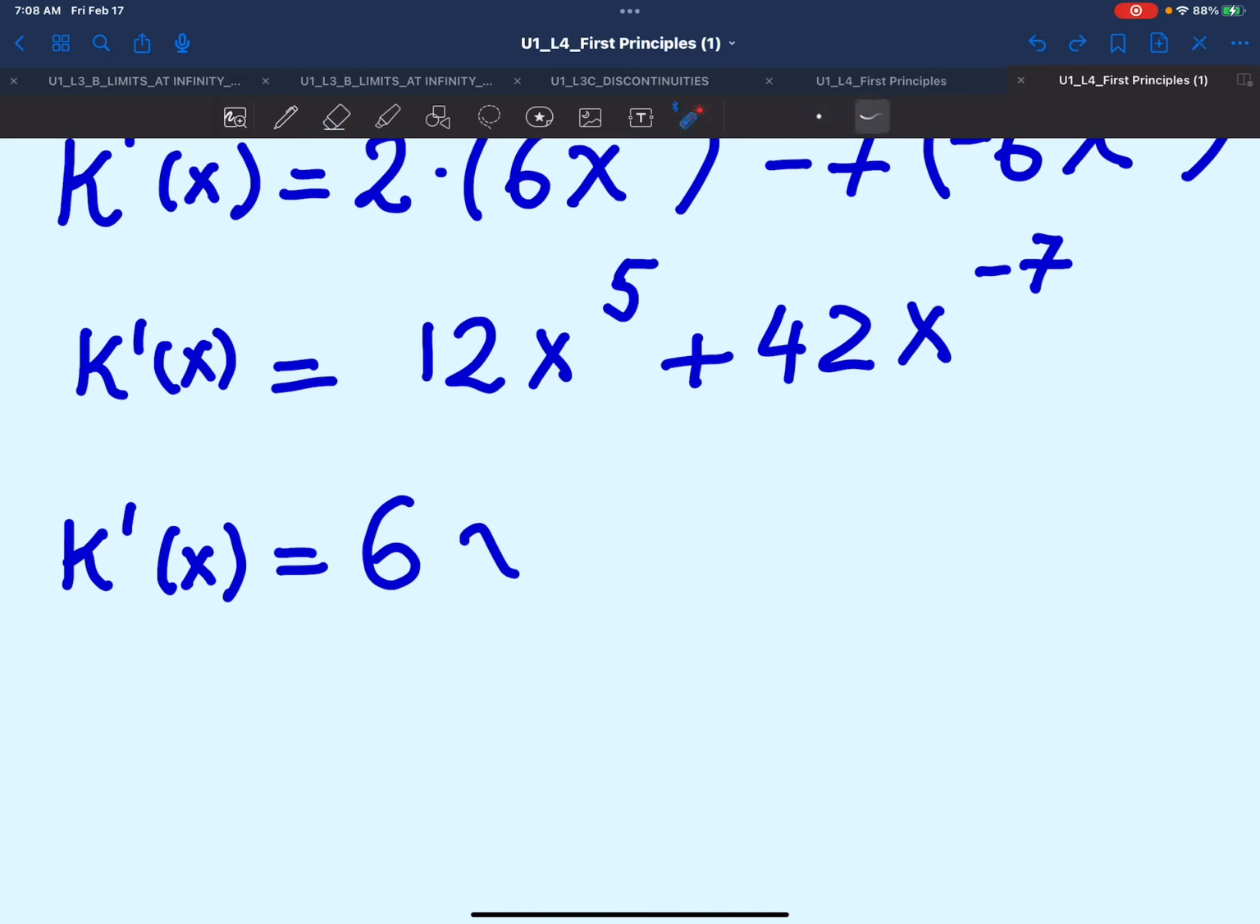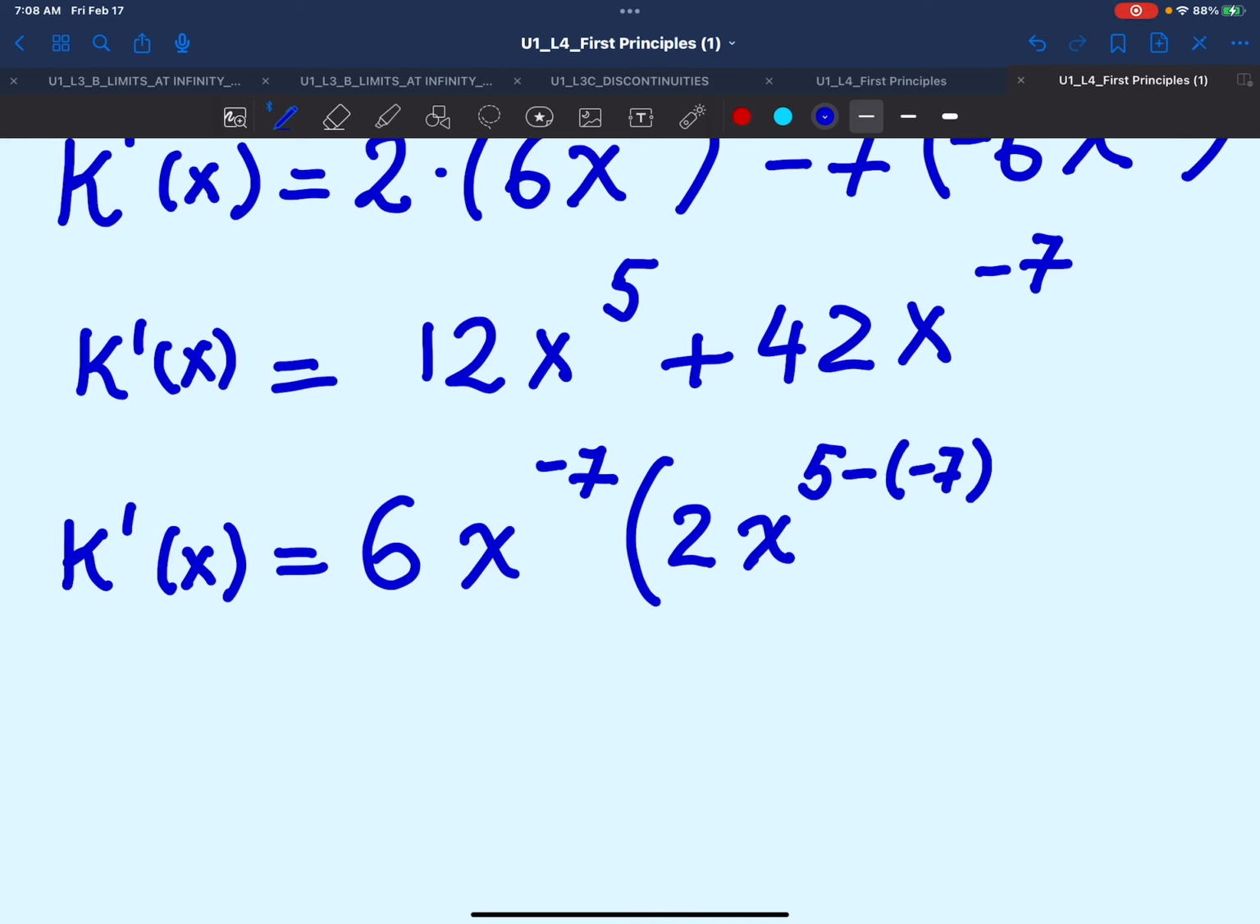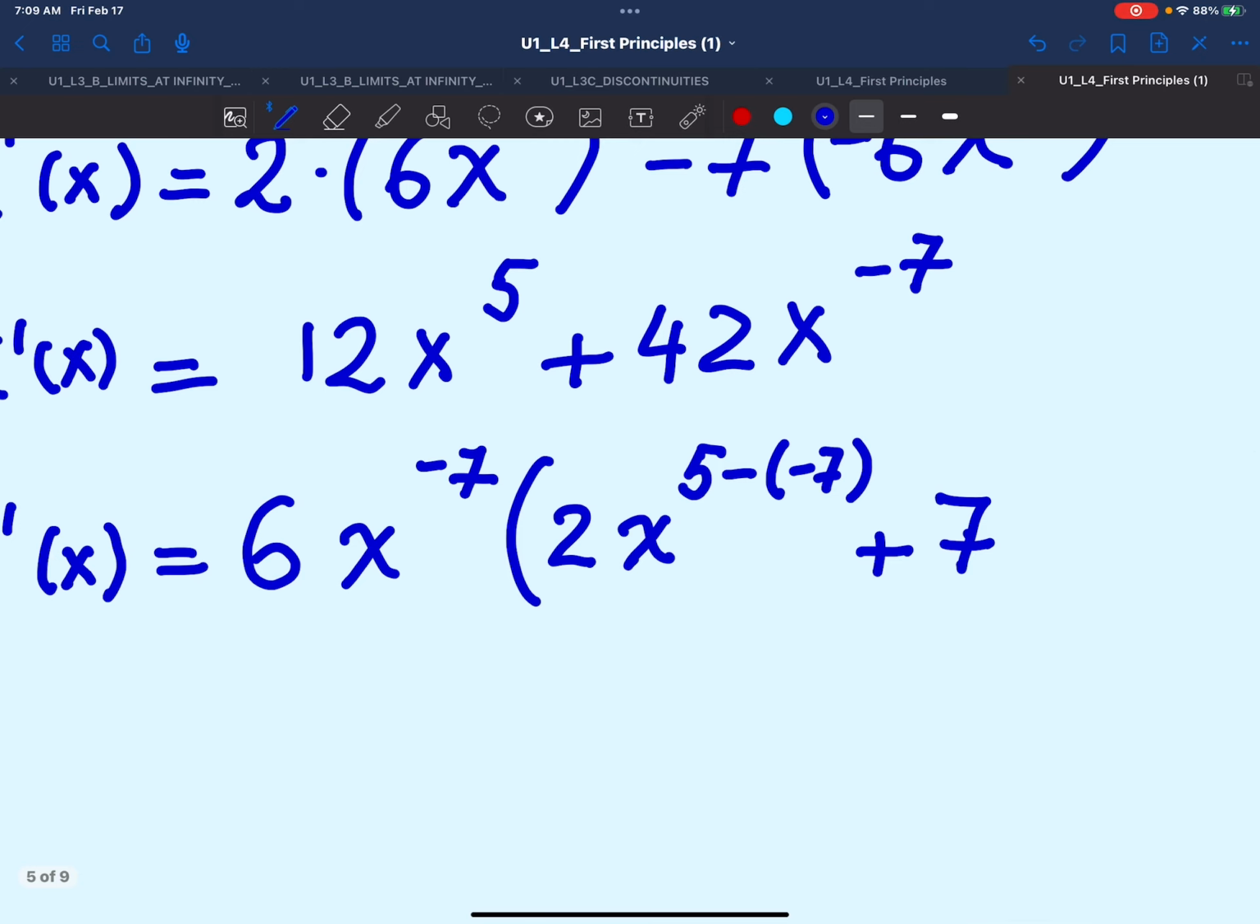So when we look at our expression here, the smallest power we see is negative 7. So that means x to the negative 7 is the greatest common factor. And from 12, once you take 6 out, we have 2n. And then for x, once we take negative 7 out, we're going to have 5 take away the negative 7, which we have factored. And then plus 42 over 6 is a 7. x to the negative 7 is all out.